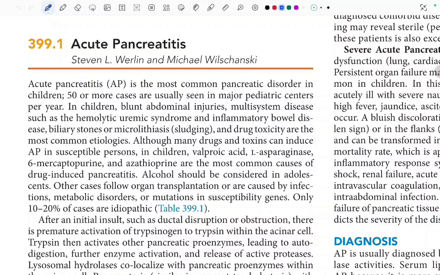In children, blunt abdominal injuries, multisystem disease such as the hemolytic uremic syndrome and inflammatory bowel disease, biliary stones or microlithiasis, and drug toxicity are the most common etiologies. So we have to remember the etiologies. Fine. Let's read them once again.